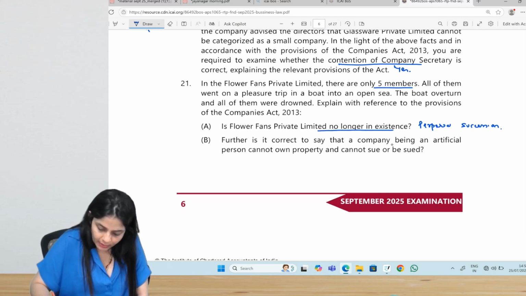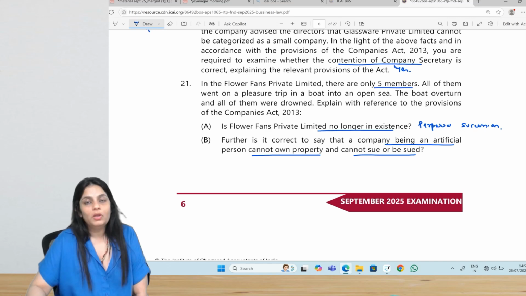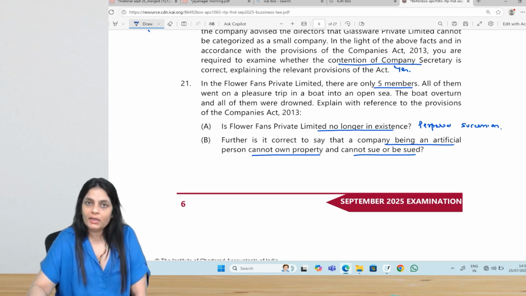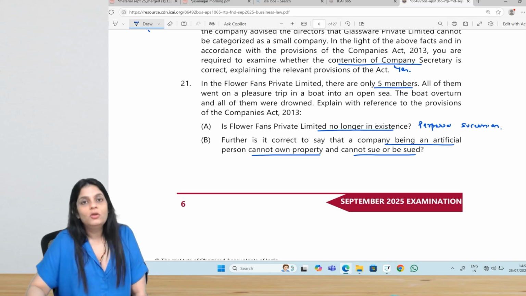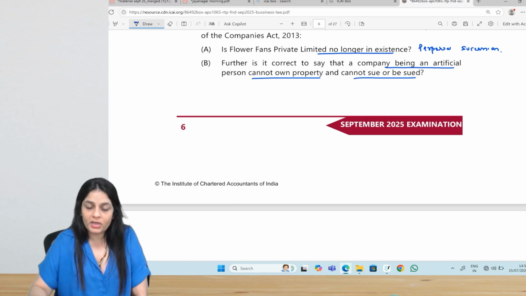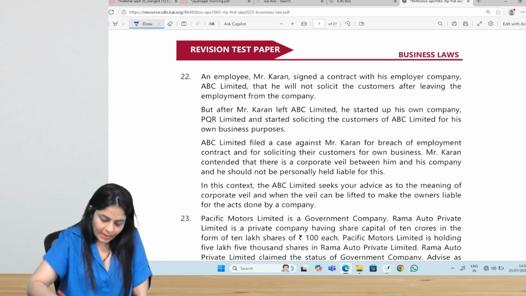Further, is it correct to say that a company being an artificial person cannot own property and cannot sue and be sued? No. Company being an artificial person can own property in its own name. It can hold property whether tangible, whether intangible, whether movable, whether immovable. Also, the company has a right to sue the third party in its own name, and also company can be sued in its own name.